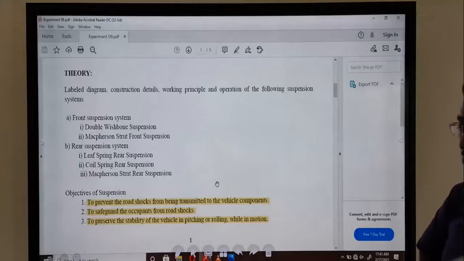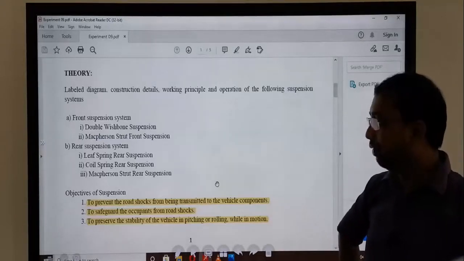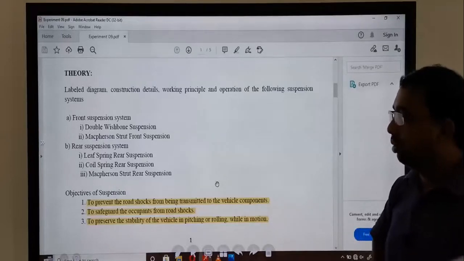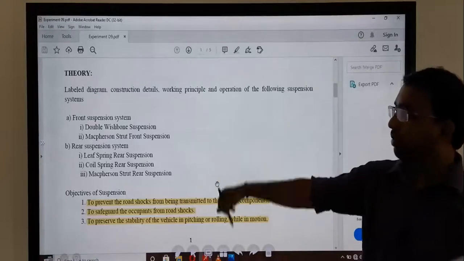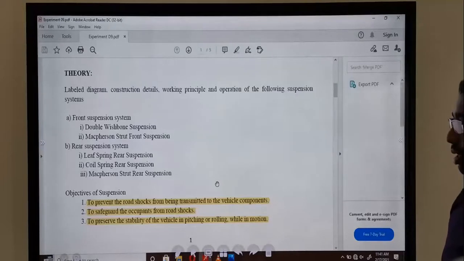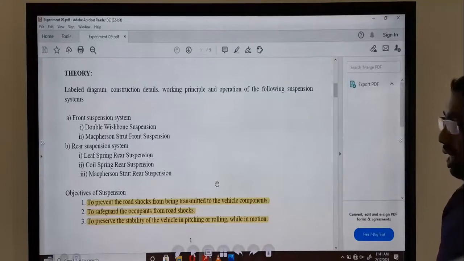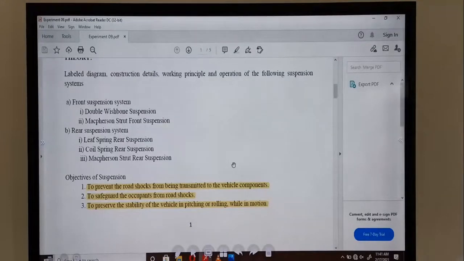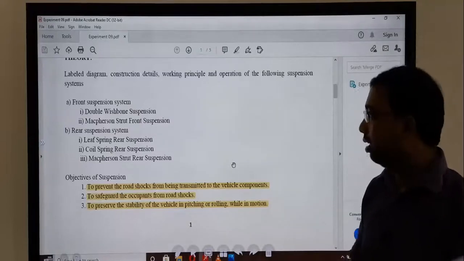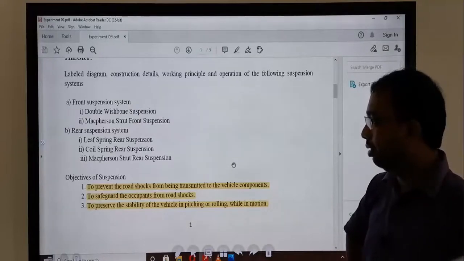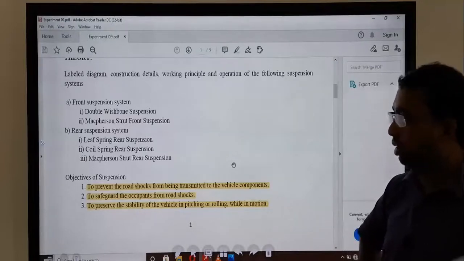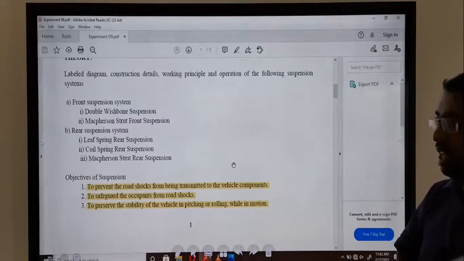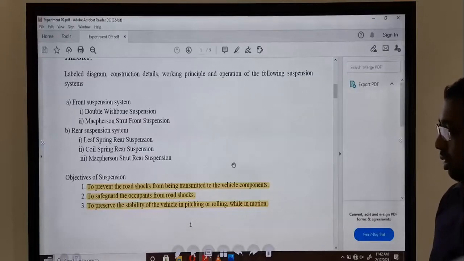First we categorize the suspension system as the front suspension system and rear suspension system. In the front we mostly use the double wishbone suspension and McPherson strut front suspension. For the rear suspension system, there are three types widely used: leaf spring rear suspension, coil spring rear suspension, and McPherson strut rear suspension.